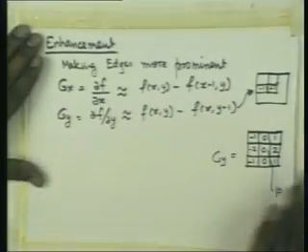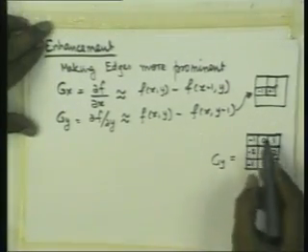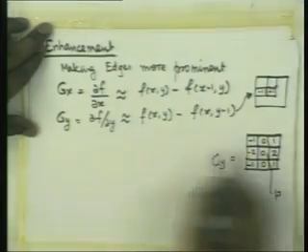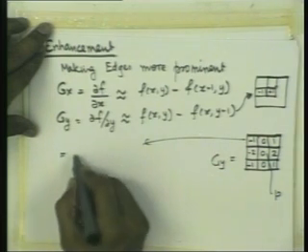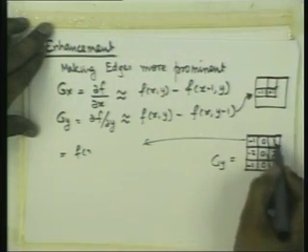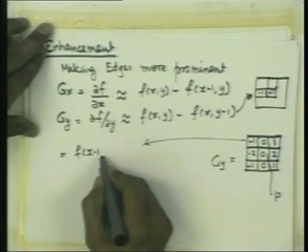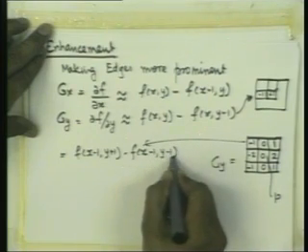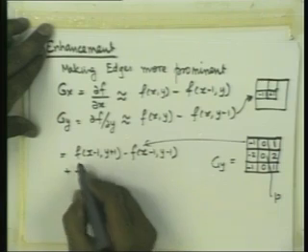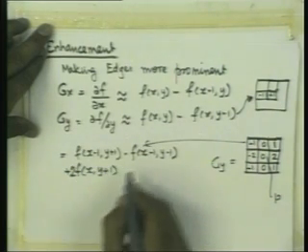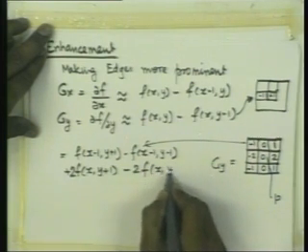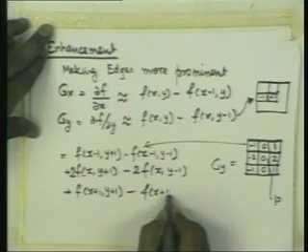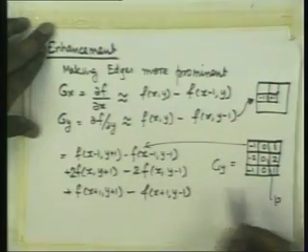You can write out the full thing if you want. Basically it is f(x-1,y+1) minus f(x-1,y-1), then plus 2 times f(x,y+1) minus 2 times f(x,y-1), plus f(x+1,y+1) minus f(x+1,y-1). It is similar to the simple difference, but it is a more robust calculation.